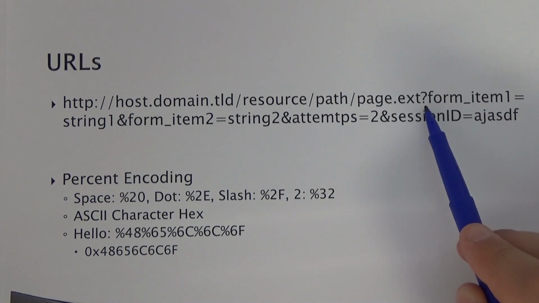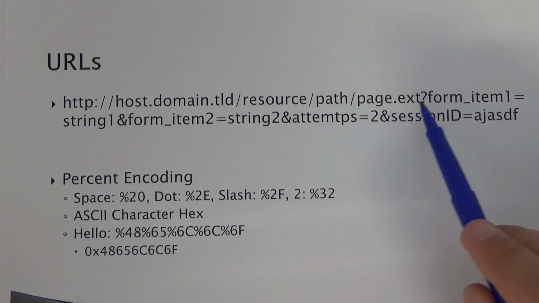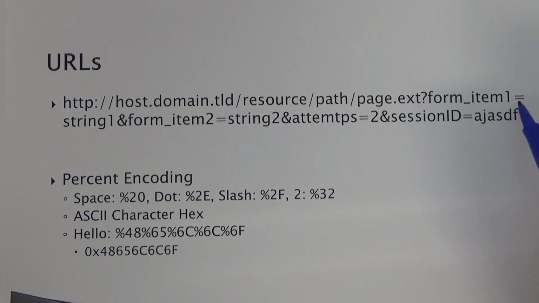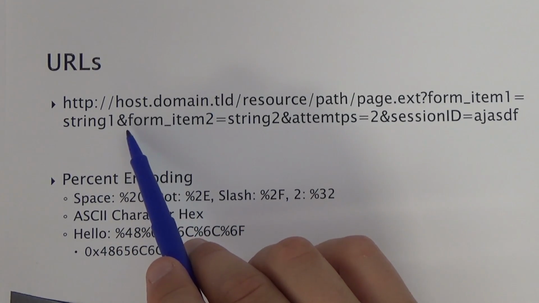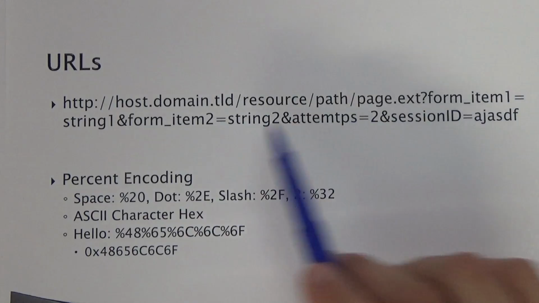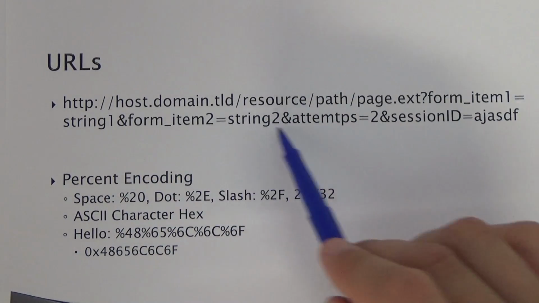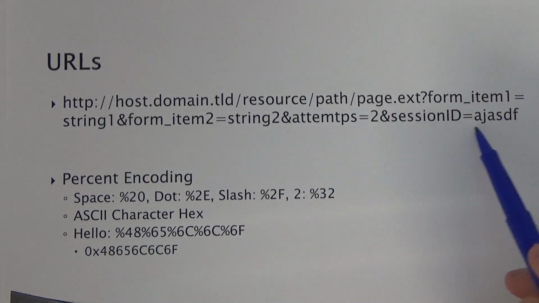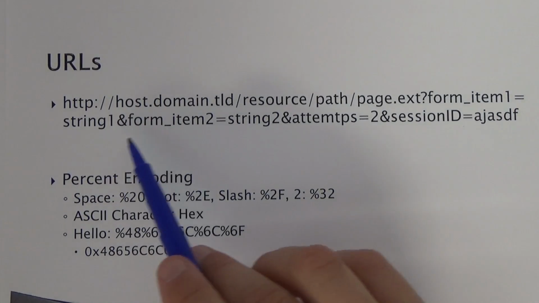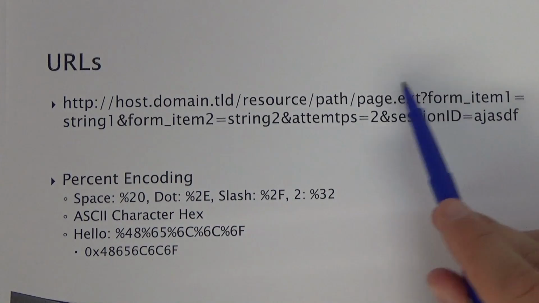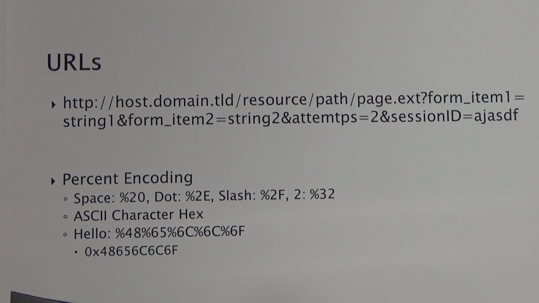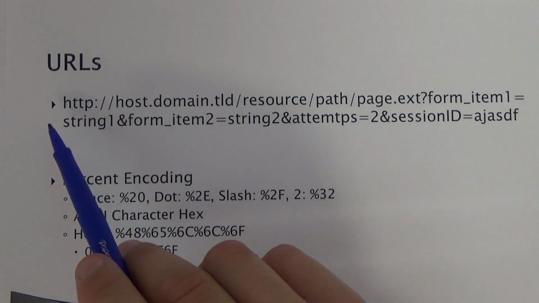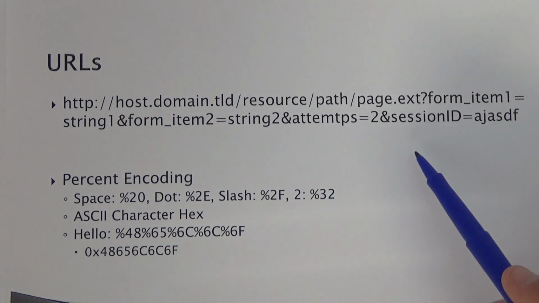The question mark separates the resource path from web variables. Notice that what follows is a set of a variable name and a value. The ampersand concatenates multiple variables together. So we have form item 1 equal to string 1, form item 2 equal to string 2, and so on and so forth. Each of these different variables and the value assigned to them may change the behavior of this particular page. Once this is entered inside of a web browser and you click go or hit enter, the web browser will attempt to resolve this URL and display the page.